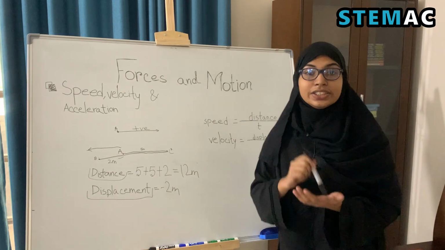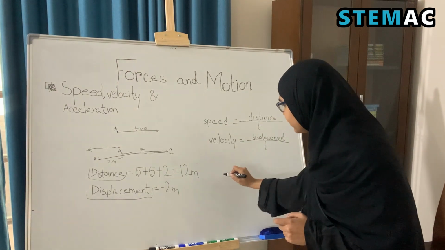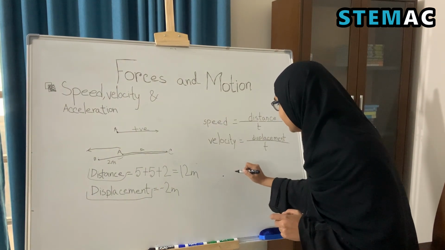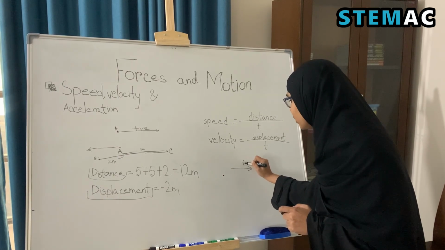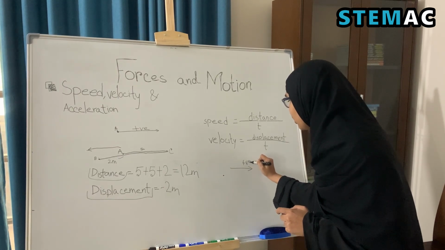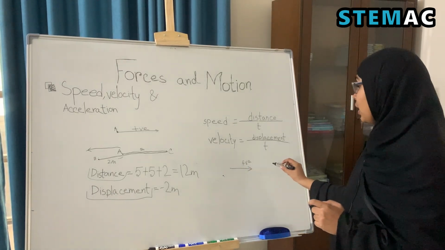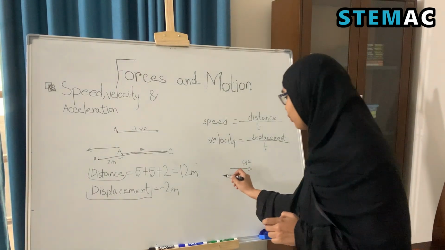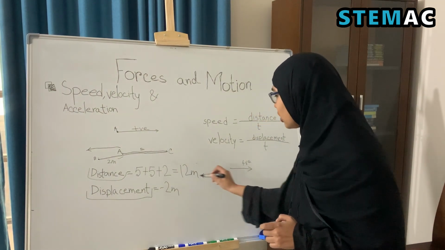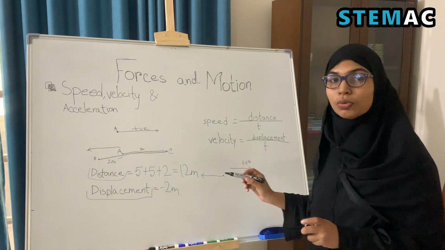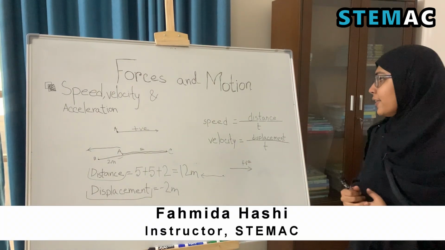Velocity has direction. When we consider this direction as positive, when velocity occurs in this direction, velocity would be positive. When a car moves in the opposite direction, velocity would be negative. So that's about speed and velocity.